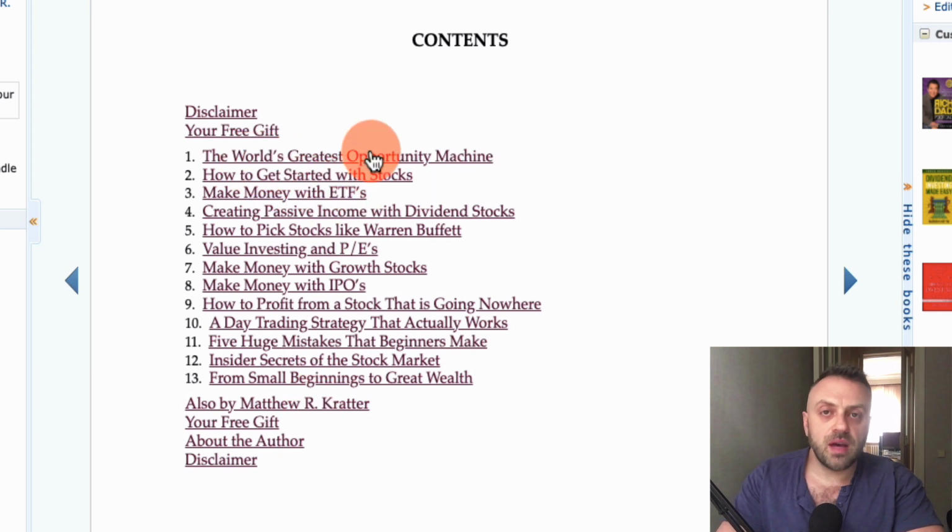Now, this is not going to be some advanced book about some financial theory or quantum mechanics or anything like that. This is a very simple book, but you want to understand. So we have 13 chapters: the world's greatest opportunity machine, how to get started with stocks, make money with ETFs, right? There's stocks, ETFs, dividend stocks, how to pick stocks like Warren Buffett. And the thing you have to understand is that the chapters are chosen for a particular reason. They're not chosen because this author just got out of bed one day and decided, okay, I want to write this. This is very meticulously planned, right? They know what they're doing. This was chosen for a reason.